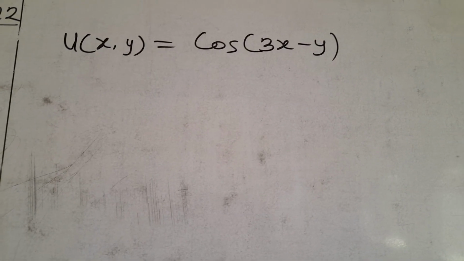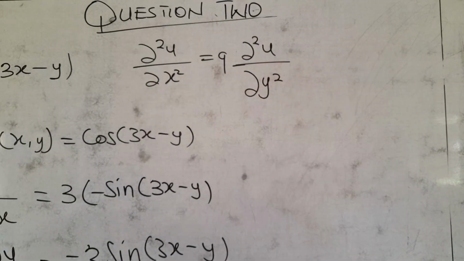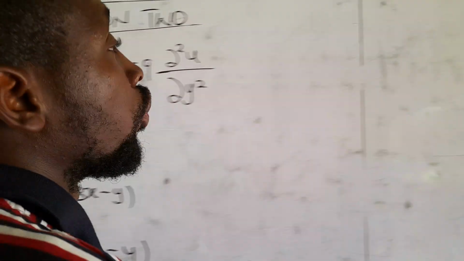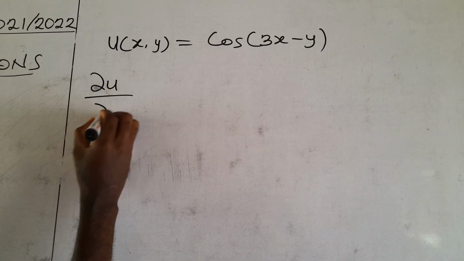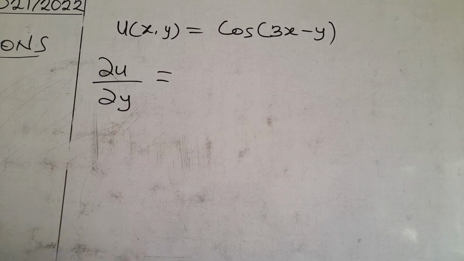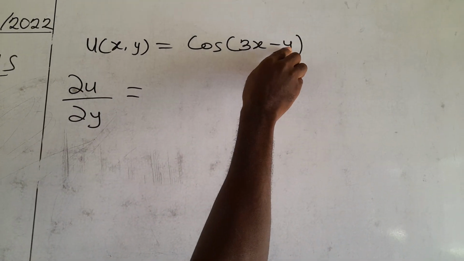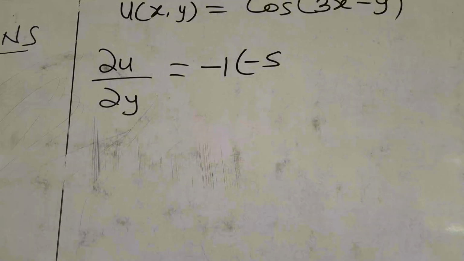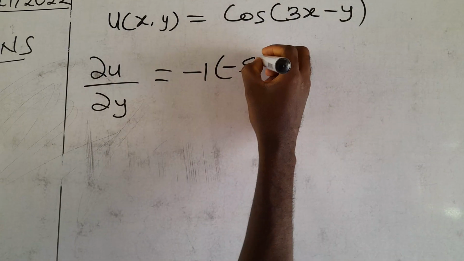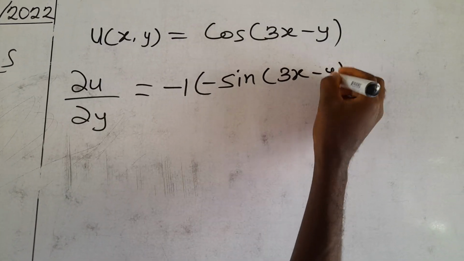So our next step is to find the partial derivative of the function with respect to y twice. So first, we need to find the partial derivative of this function with respect to y. Here the x will be held constant. So 3x is constant, and when differentiated it becomes 0. When we differentiate negative y, we'll get negative 1. It is negative sine. Then we repeat the angle 3x minus y.